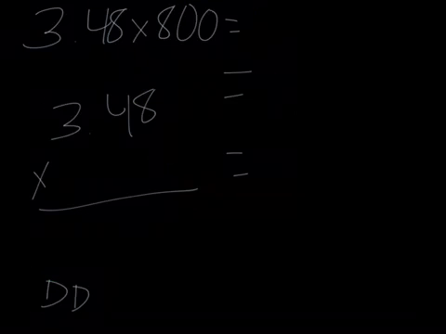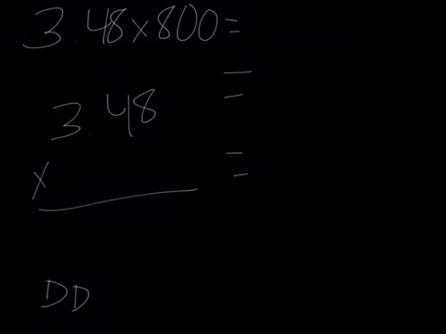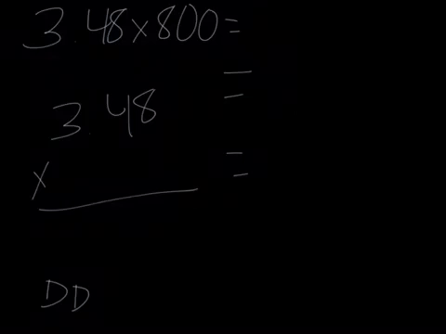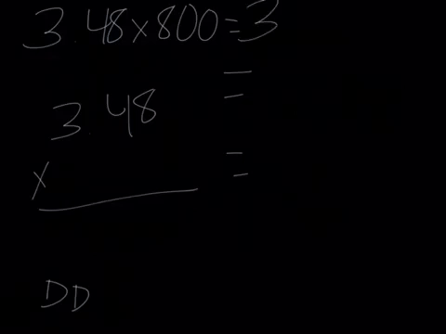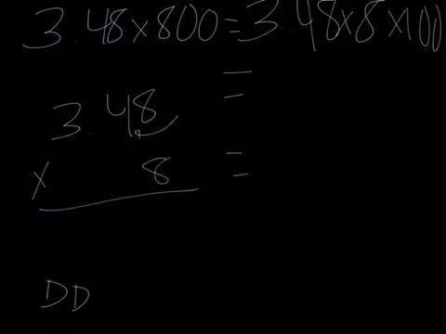The next problem we will be doing is 3.48 times 800. What we have to do for this problem, like the last problem, is break up the 800. So it would be 3.48 times 8 times 100. The decimal dwelling will be 2, because the decimal is over 2 spaces to the left.